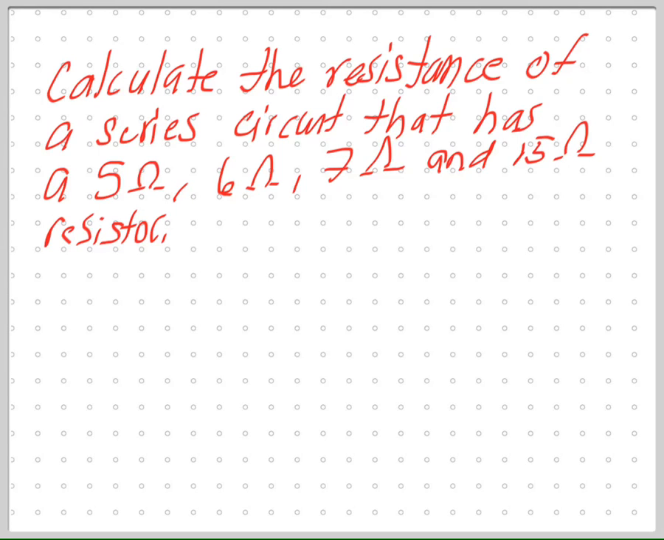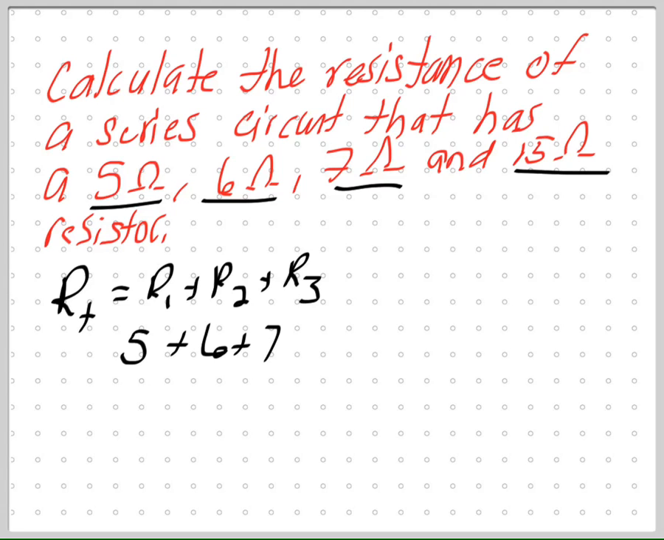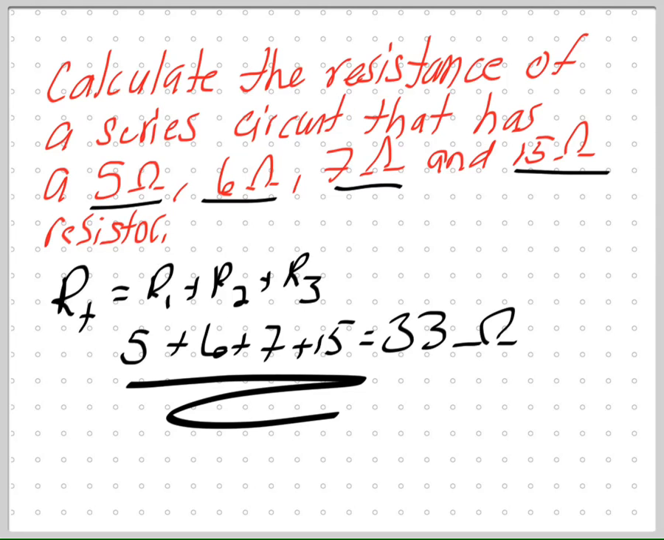So now this is a word problem. The other ones have been pictures. The ones that I underlined are my resistors. So you're doing the exact same thing. 5 plus 6 plus 7 plus 15. Notice I did not actually write my ohms here, but the most important part is that you write them there at least. Your final answer should have ohms if you're talking about resistance. That's it.